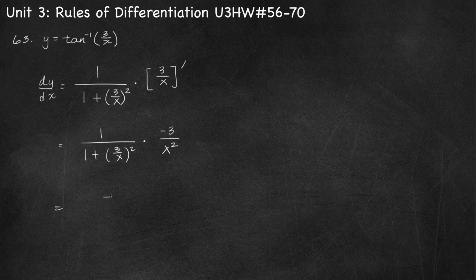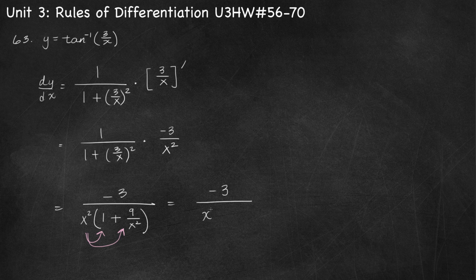So on the numerator, we have -3, and in the denominator, I'm going to put the x squared in front, so we have x squared times 1 plus, and then 3 over x squared is 9 over x squared. And now I'm going to go ahead and distribute this x squared because it's going to simplify that second term nicely. So this is -3 over x squared plus 9.